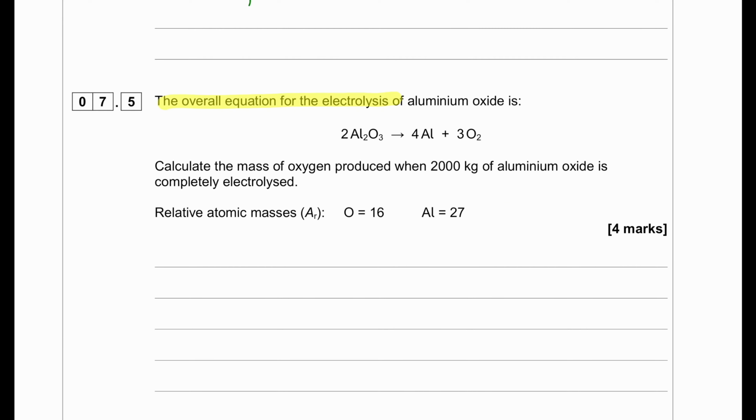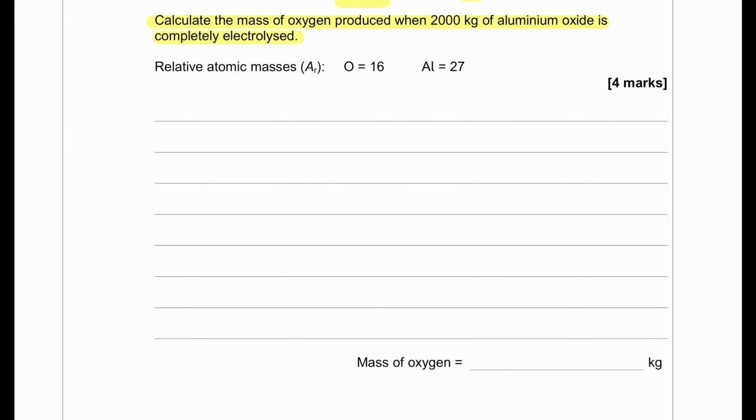The overall equation for the electrolysis of aluminium oxide is aluminium oxide turning into aluminium and oxygen. Calculate the mass of oxygen produced when 2000 kilograms of aluminium oxide is completely electrolyzed. Guys, in a question like this, we will have to calculate the Mr of aluminium oxide first. So Mr of Al2O3. Since each aluminium has a mass of 27, we multiply it by 2, and each oxygen has a mass of 16, we multiply by 3, which gives us a total of 102.